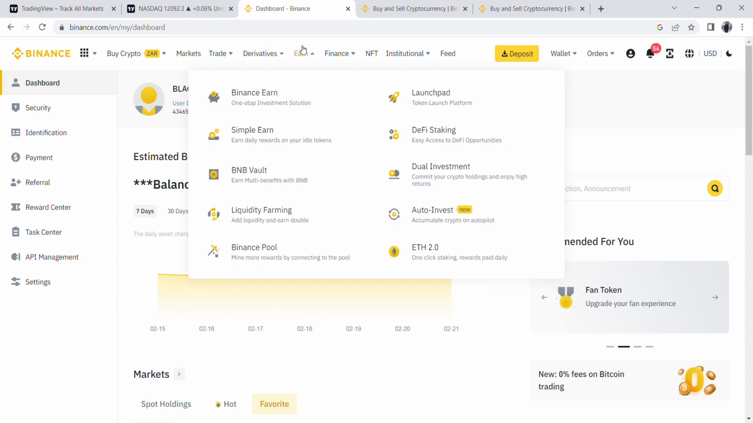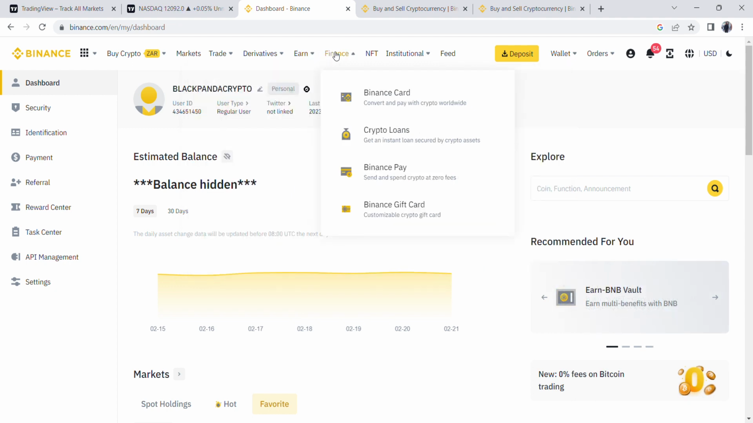Then there's Binance Earn, where you can stake. Binance Earn, one-stop investment, simple earn, BNB vault, liquidity farming, Binance pool, launchpad, DeFi staking, dual investment, auto invest, ETH 2.0 staking. So you can stake your coins. There's selected coins that can be staked, so you can check it out. Stake your coins, make profit, daily profit on your staked coins.